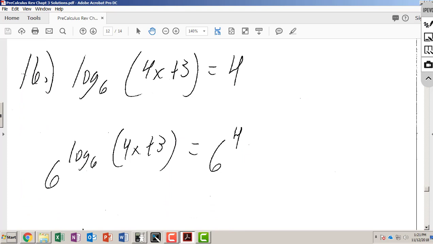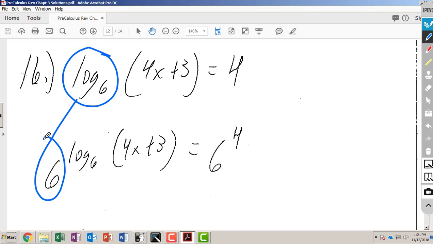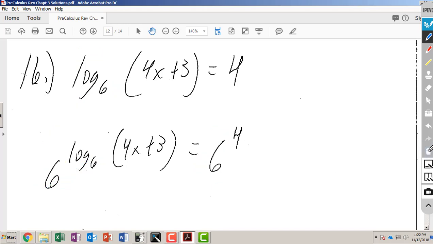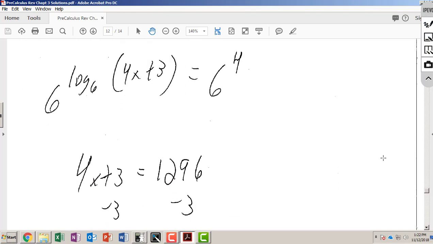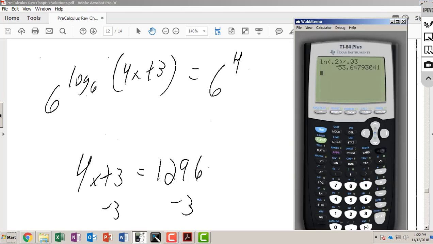Okay, number 16, it says I've got log base 6 of 4x plus 3 all equals 4. So again, solving using the opposite. So I'm going to base 6 both sides, because the opposite of log base 6 is base 6. When I do that, that crosses out, and I'm just going to be left with 4x plus 3 all equals 6 to the 4th. So I take my calculator, and I take 6 to the 4th. That comes out to be 1,296.